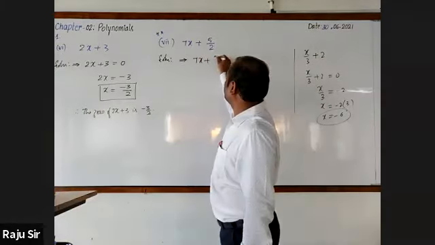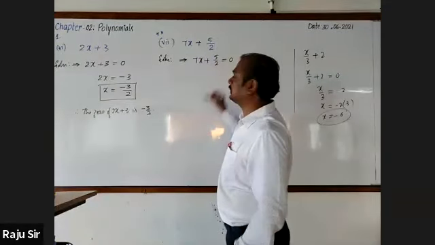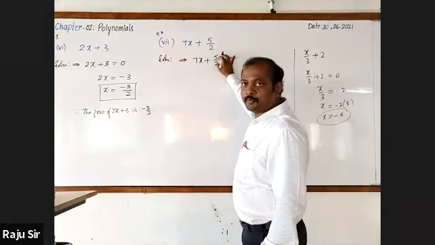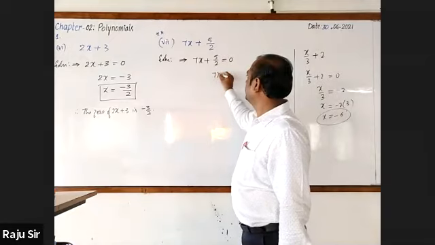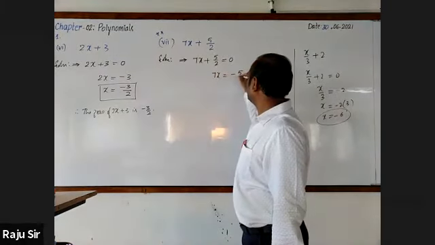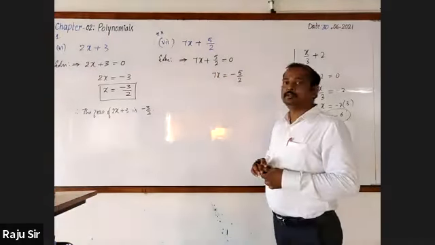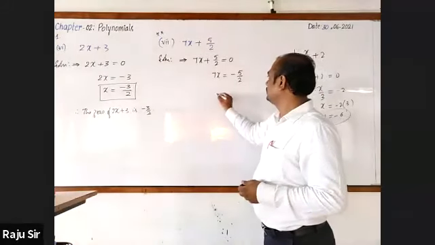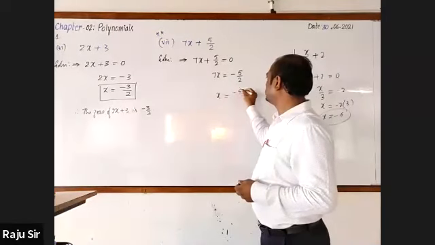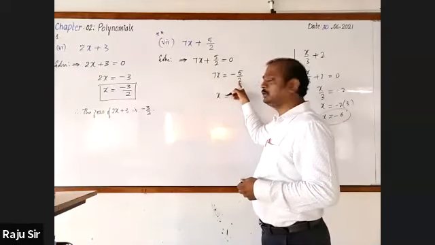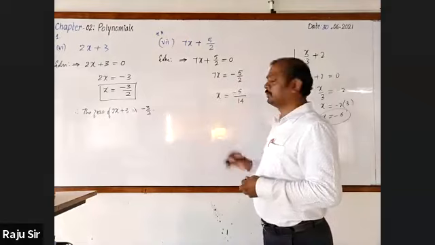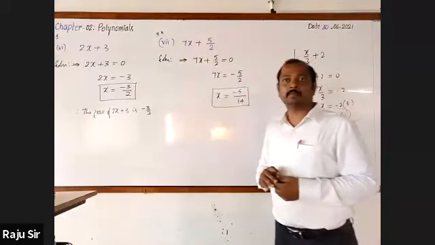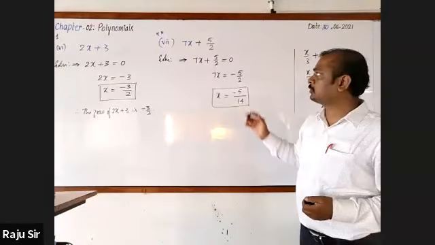7x plus 5 by 2 should be equated to 0. Now transfer 5 by 2 to the right hand side. It becomes minus 5 by 2. Then transpose 7 to the denominator. It is x is equal to minus 5 by 7 into 2, 14. X is equal to minus 5 by 14. This is the required zero.